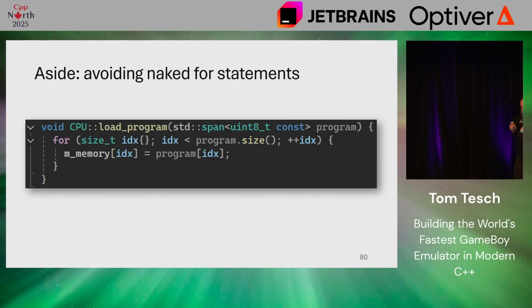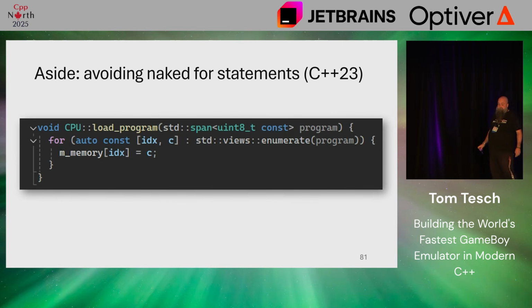Okay, I have this code. To load the program, I pass in a span conveniently, and then I go through it, and I copy that program into memory. Yeah, that's great. And thank you, C++. Because since C++23, I don't need a naked for loop to do that anymore. Look, it's great. Also, it uses structured binding. I love structured bindings. That's great.